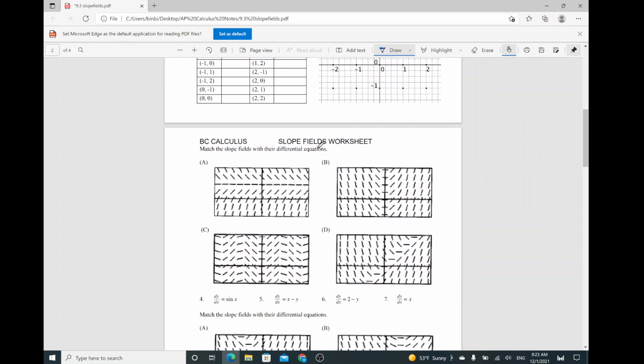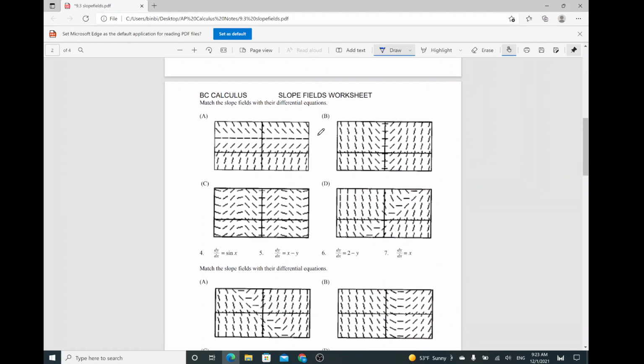So the next one I would like to talk about is the selections of the slope field. This one matches the slope field with its differential equation. The differential equation is showing dy over dx equals sine of x. So think about the integral. Try to integrate this. It's going to be negative cosine of x. So that would be the pattern showing that negative cosine of x curve.